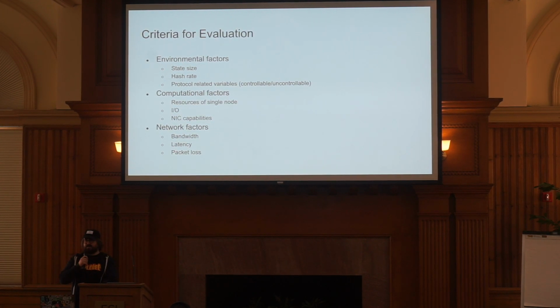So we're going to have these 3 criteria for evaluation essentially, and it's nice to segment these and break them up into groups. We have environmental factors, which are more protocol related, like the state size and the hashing rate. Another important thing is what can be controlled and what's uncontrollable in relation to these protocol related variables. Then we have computational factors, which account for the resources of a single node, like the I/O and the NIC capabilities, because we can't control the wide area network, and we can't really control a lot of aspects of the protocol, peering. There's a lot of things that are going to be difficult. And then there are network factors, like bandwidth, latency and packet loss, the actual conditions that we experience when these nodes are communicating with one another within the network.